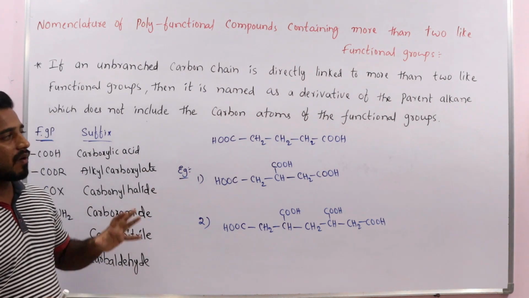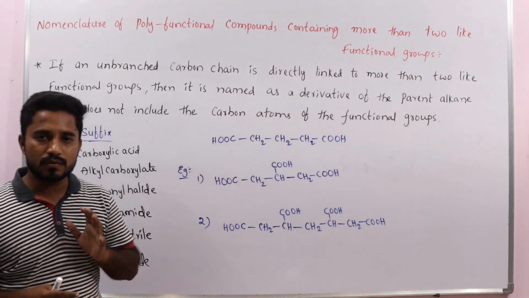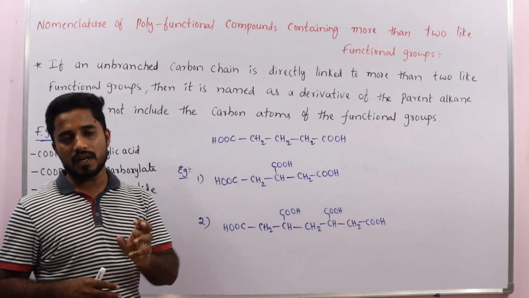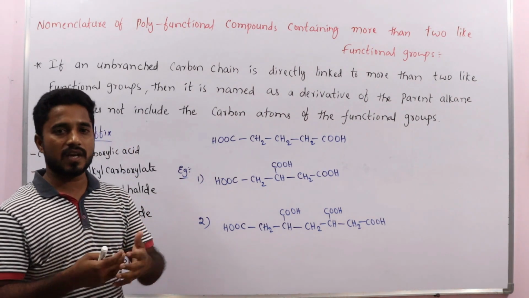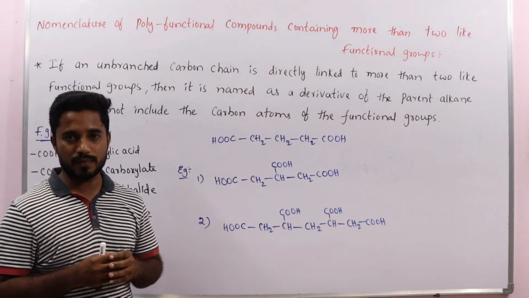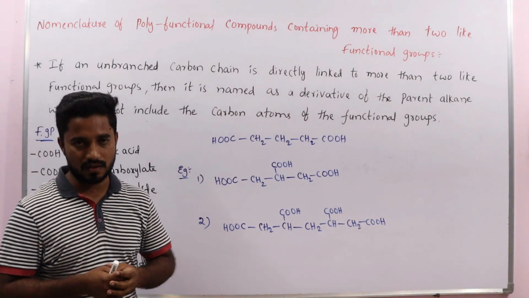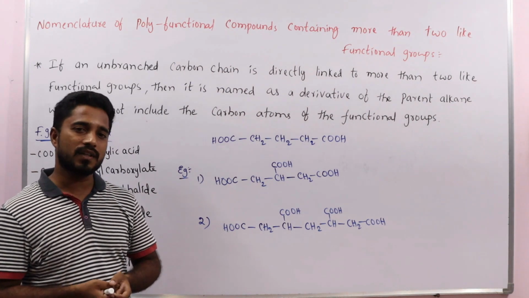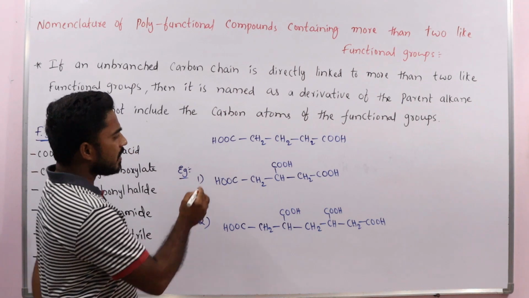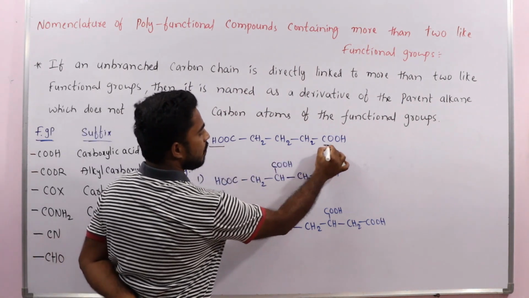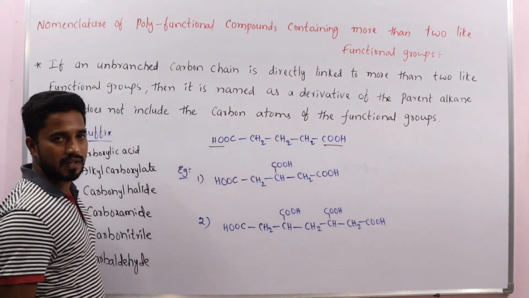So let us see some examples, when more than two similar functional groups are bonded to the parent chain. Before going to that, I want to explain how we give the nomenclature, how we give the name for a compound when two functional groups are present. So for example, let us take this example. Here, how many similar functional groups are there? Only two similar functional groups are there.